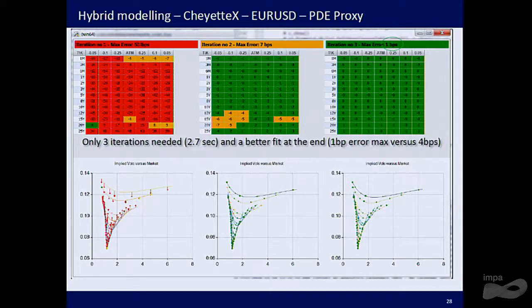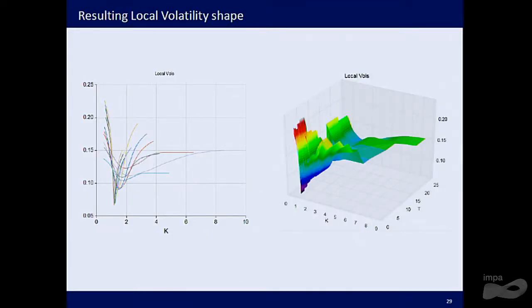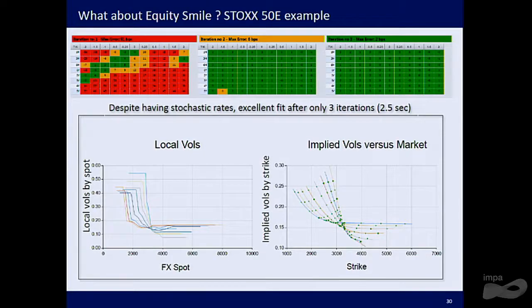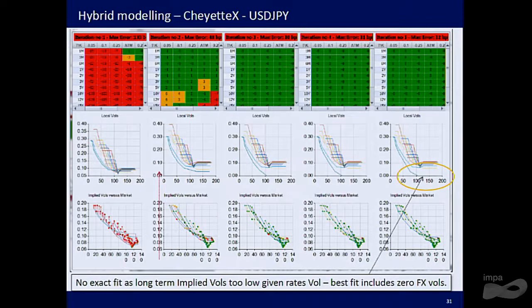We can use the proxy. We can also do PD proxy, and that would work just as well. And I'll give you another example where with a PD proxy, we actually get the same answer in 3 iterations. That's the local vol that you get from it. It works just the same for an equity case here. The smile has a different shape, but it works just the same.